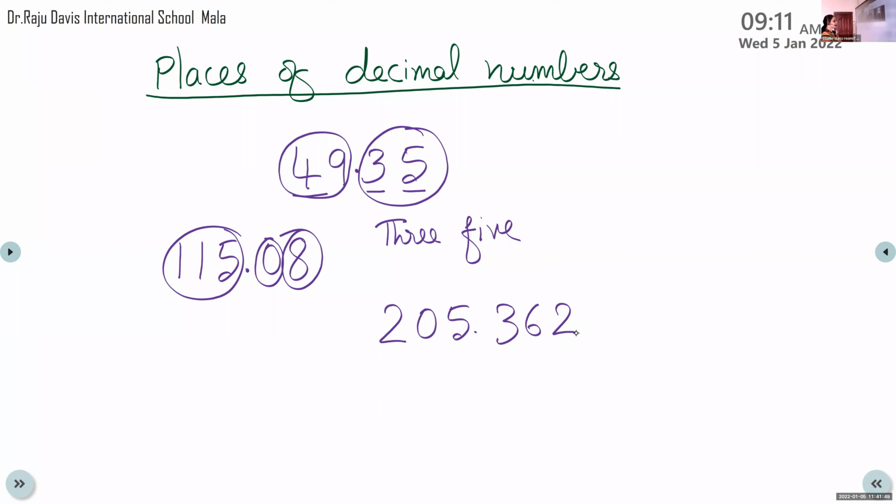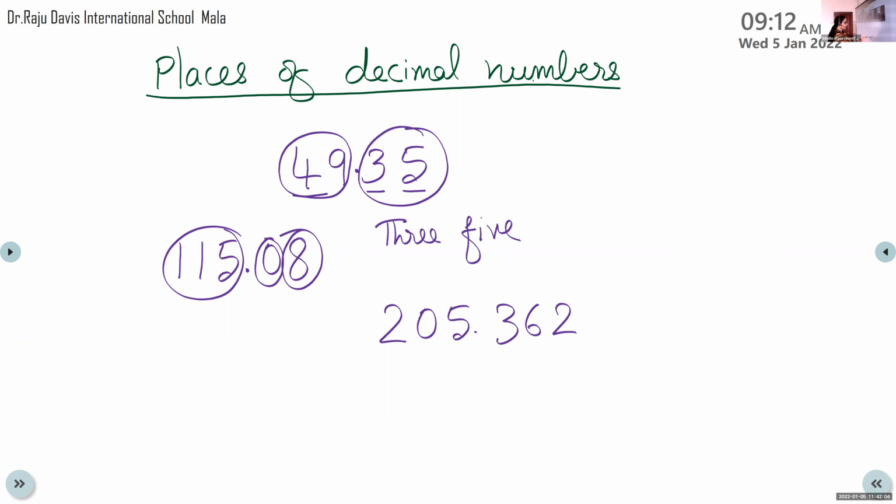205.362. Good. So it should not be read together. It should be read as 205.362. Okay. Next thing is we have to write the places of the numbers.